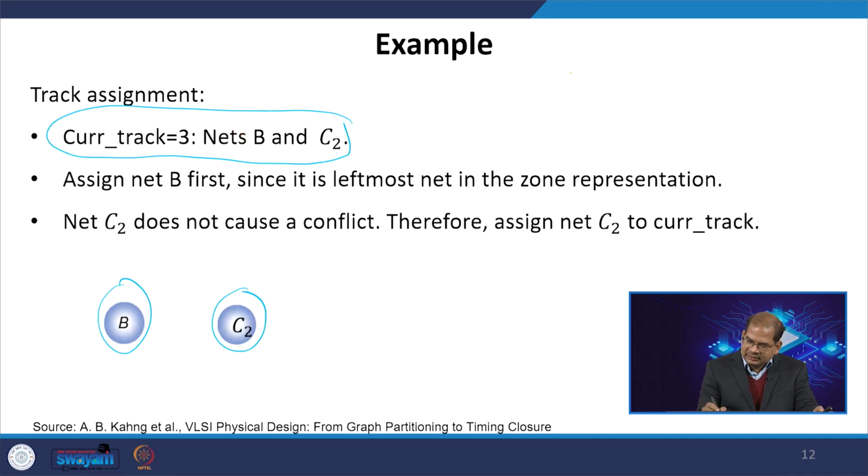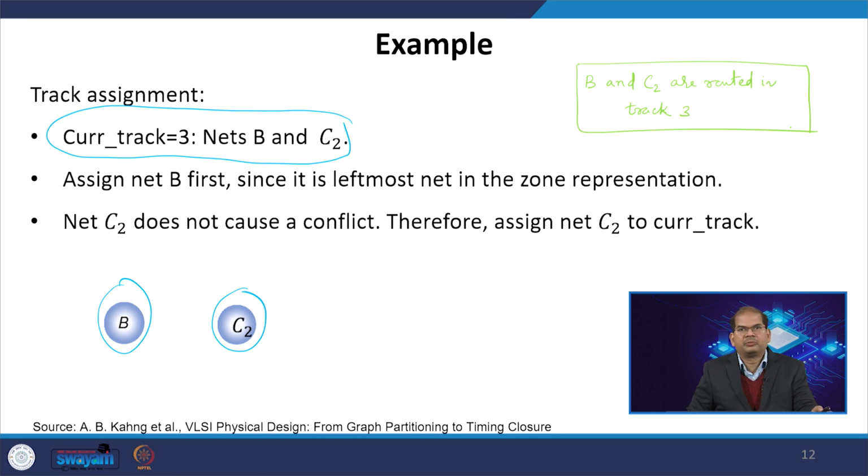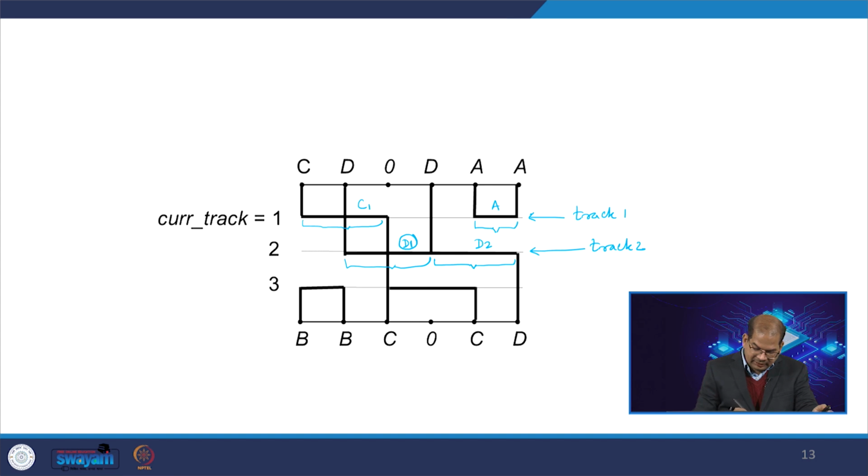So, the conclusion is that B and C2 are routed in track number 3. So, this is the conclusion from this slide. B and C2 are removed from the VCG. So, there are no more elements in the vertical constraint graph. If you can see here, this piece of metal is B, and this piece of metal is C2. Okay.